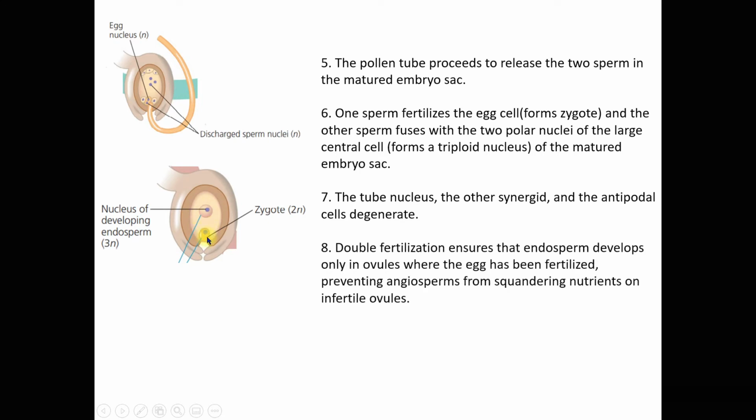Now, this double fertilization ensures that the endosperm develops only in ovules where the egg has been fertilized, preventing angiosperms from squandering nutrients on infertile ovules. This is the importance of double fertilization.